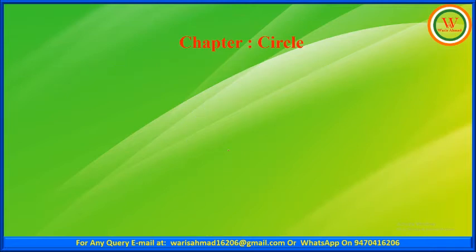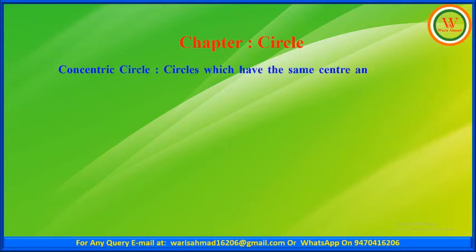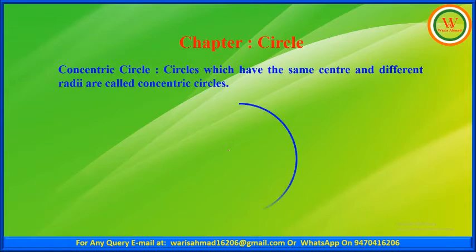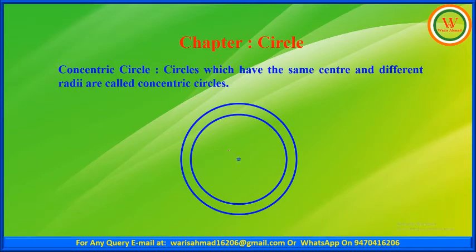Now the next topic is concentric circle. Circles which have the same center and different radii are called concentric circles. Let us consider a circle and one more circle. Here both the circles are having the common center. First circle is having the center O, while the second circle is also having the center O. But the radius of both the circles are different.